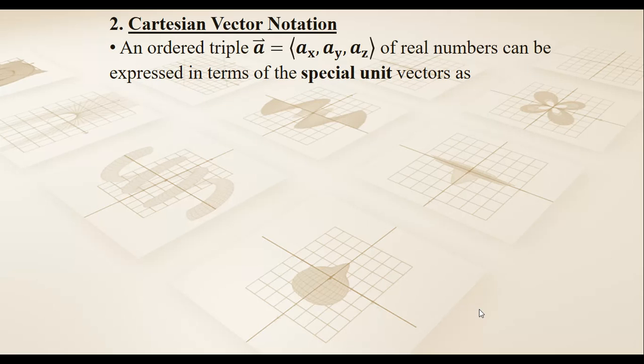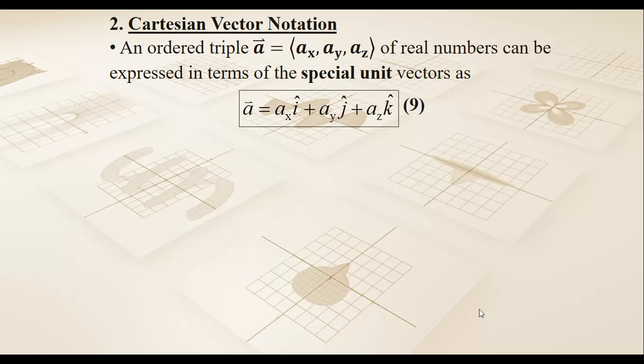Let's say we have an ordered triple A, which has an x component ax, a y component ay, and a z component az. It can be expressed in terms of the special unit vectors as follows: A is equal to ax times the unit vector i, plus ay times the unit vector j, plus az times the unit vector k.